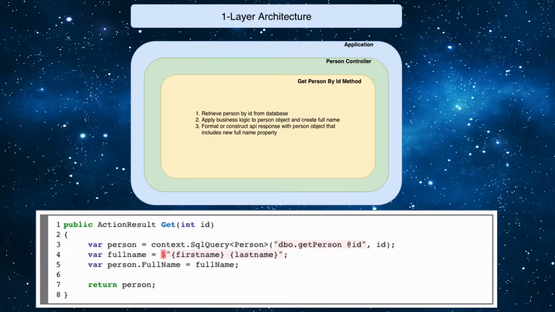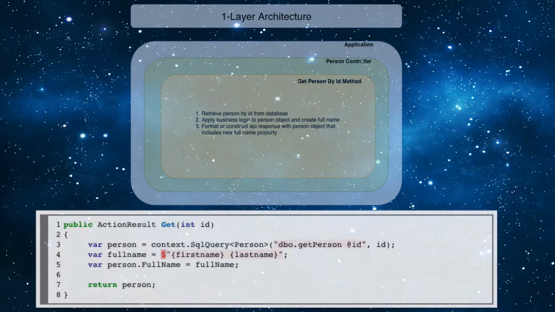We now have a complete controller which returns the person which we had requested. This is pretty simple and straightforward. We're getting our person from the database. We're applying business logic to construct the full name, and we're formatting the person object to return all three properties.